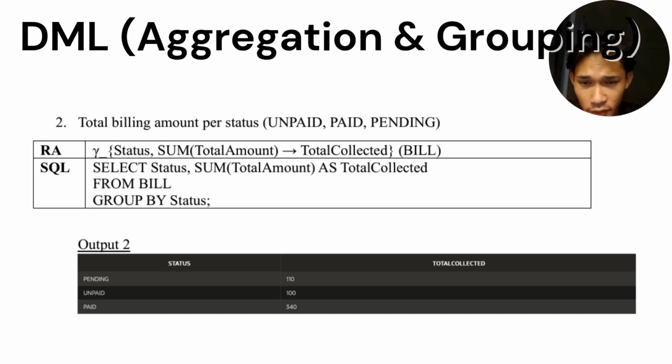For the second one, I want to have the total billing amount per status, unpaid, paid or pending. So I need to group by status. So we have pending for the total of 110, unpaid for 100, and paid for 340.